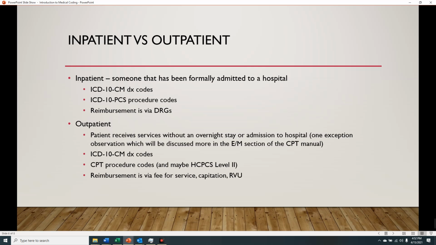Again, for outpatient, the diagnosis codes are going to come from our ICD-10-CM manual, and our procedures are going to come from the CPT manual and the HCPCS Level 2 manual. Then for reimbursement purposes on the outpatient side, it's via fee for service, capitation, or our relative based RVU system.